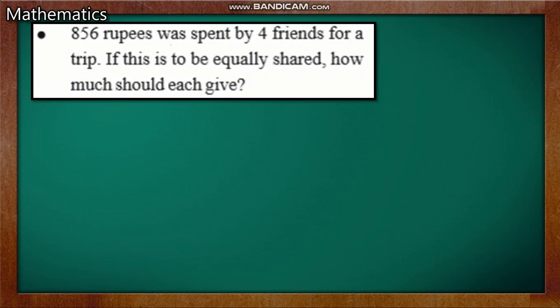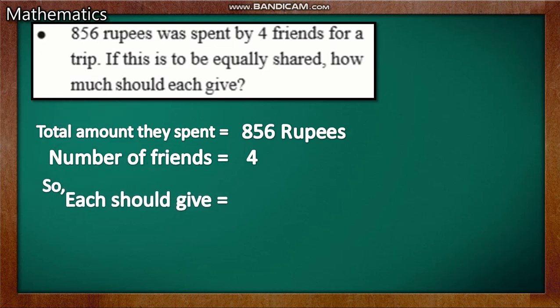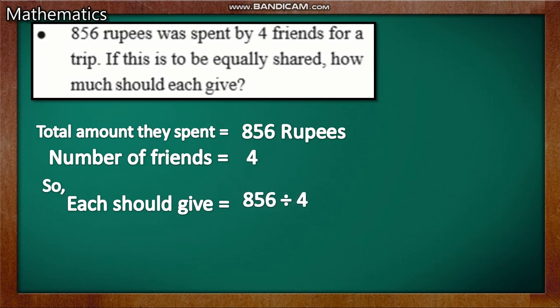Let's start from what is given. The total amount they spent. How many rupees is that? 856 what? Jackfruit? No, rupees. Next step, number of friends. How many friends are there? 4 friends. Then they are sharing that money. So each should give, that is the question, 856 divided by 4. They are sharing that amount among the 4 friends.